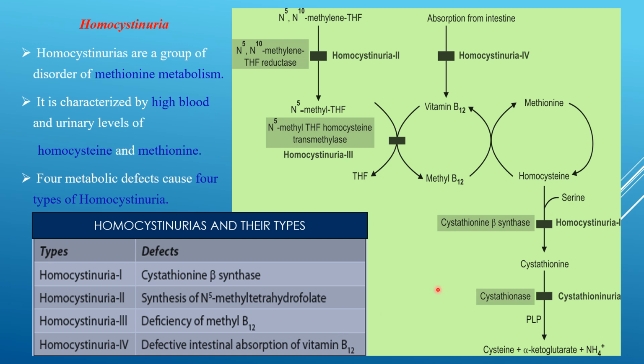Cystathionine beta synthase is responsible for the conversion of homocysteine and serine to cysteine via cystathionine. If this enzyme is blocked, it leads to an elevated level of homocysteine, and that is type 1 homocystinuria. Further, while converting homocysteine to methionine, methyl B12 is required. It acts as a donor of the methyl group, by which homocysteine is converted into methionine.